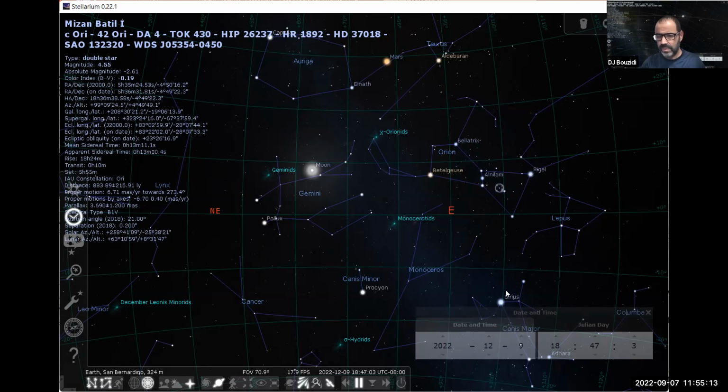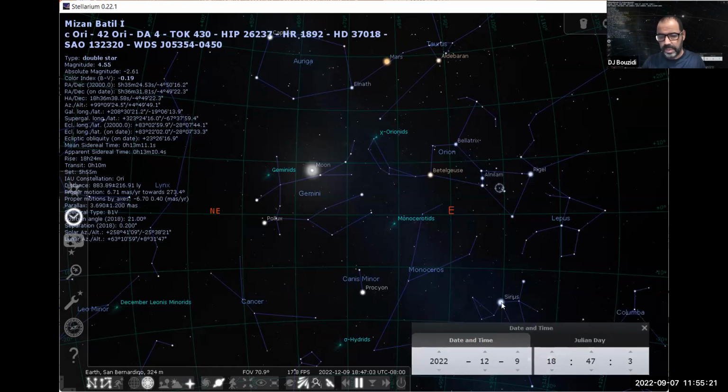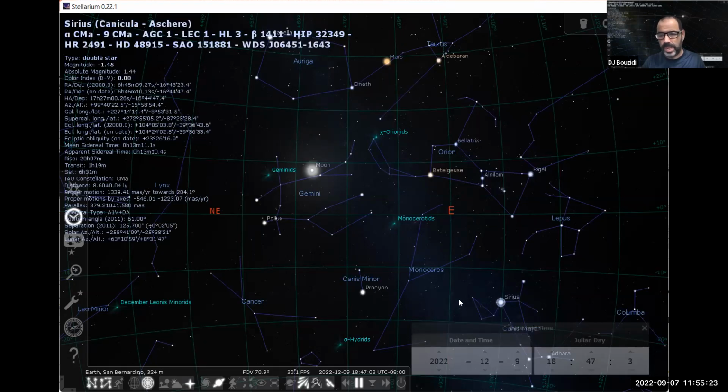If you straighten this line on the belt, the next biggest, brightest star, and it's the brightest star in the night sky altogether, is Sirius, okay? So that is the brightest star. So it gives you all kinds of information on these objects in here.